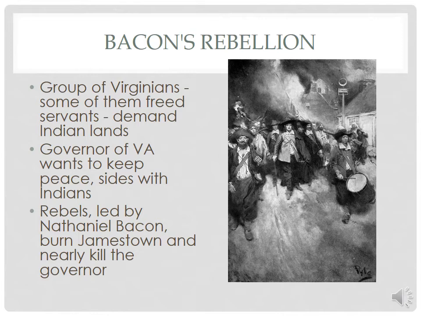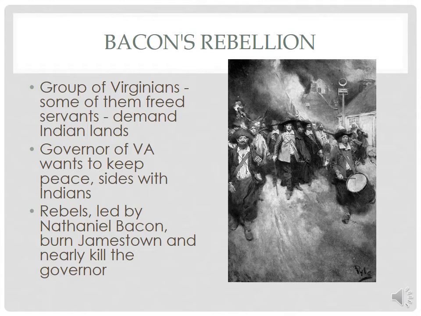These indentured servants need land. So a group of Virginians at the time, some of them freed indentured servants, demanded Indian land. They demanded that the governor of Virginia step in and take away land from the Native Americans and give it to these indentured servants, because there was just no land for them to have at the time. Well, the governor of Virginia didn't want any conflict with the Native Americans, and he sides with the Native Americans and tells the indentured servants, "Hey, I'm not going to take this land away from the Native Americans."